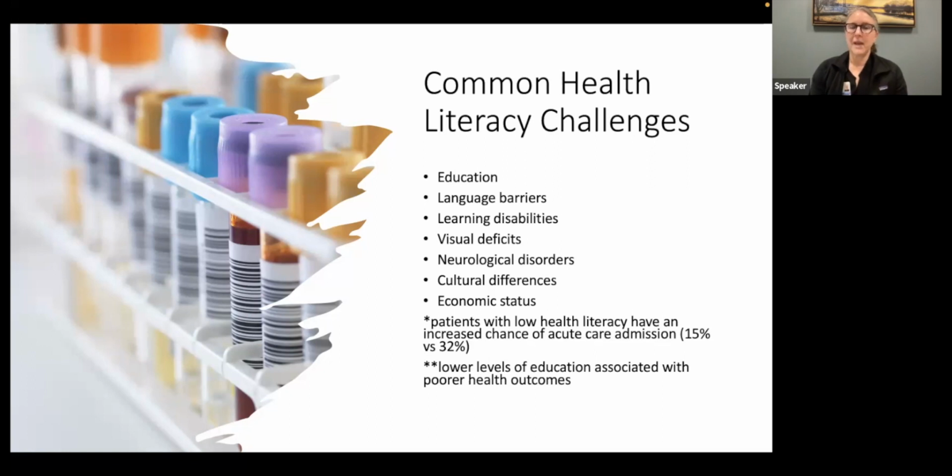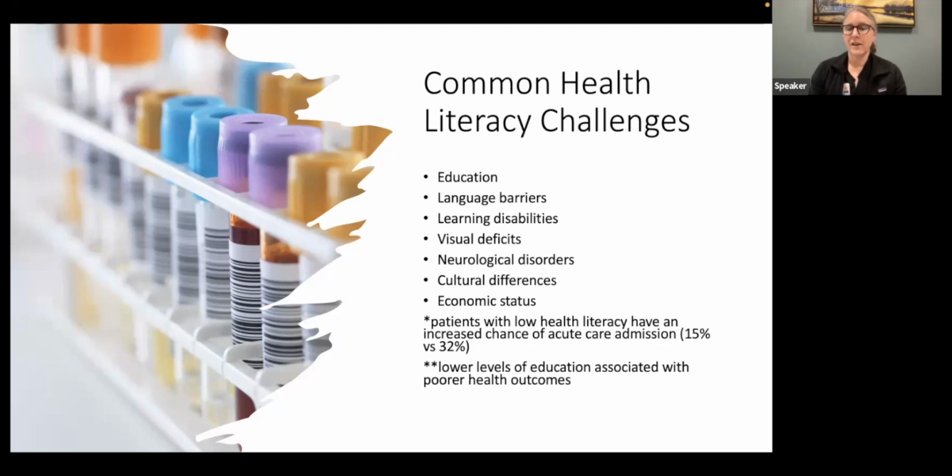Patients with low health literacy have an increased chance of acute care readmission. That's 15% versus 32%. So we really want to pay attention to how we are working with and treating patients, because we know that if they have low health literacy scores, they are more likely to be admitted to the hospital and more likely to have an acute care stay.